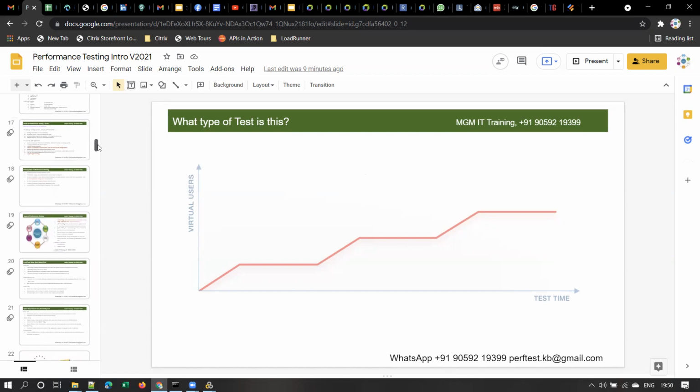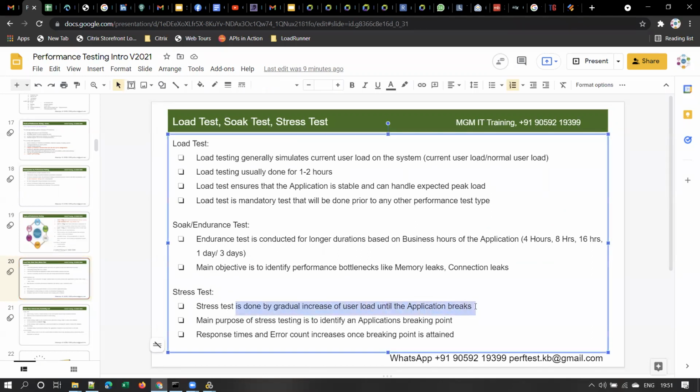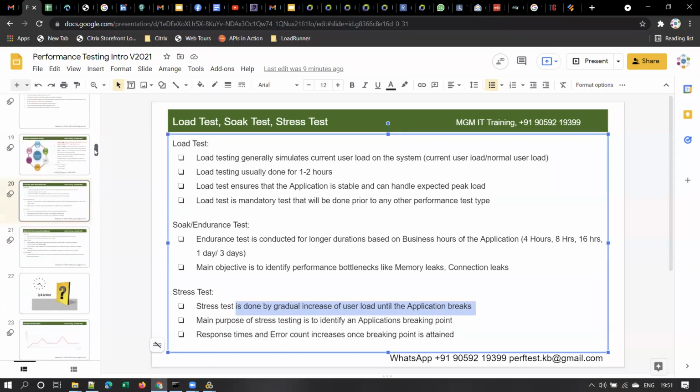What is a stress test? We discussed it just now. How do we do a stress test? A stress test is done by gradually increasing the user load until the application breaks, isn't it? That is called a stress test.